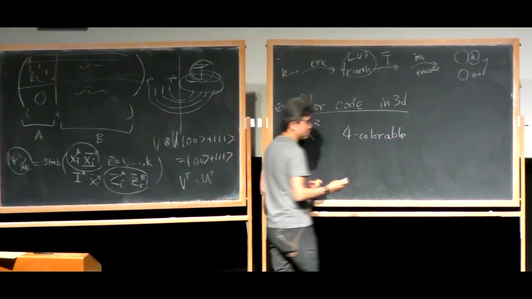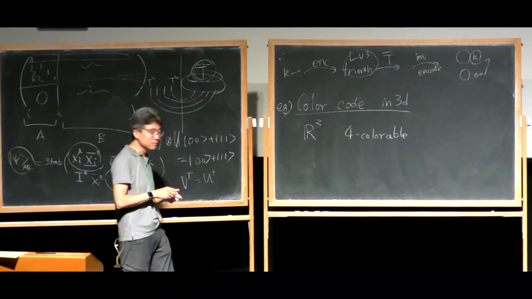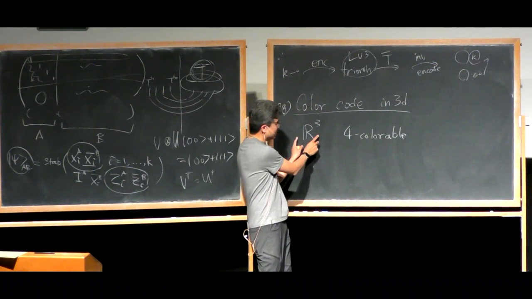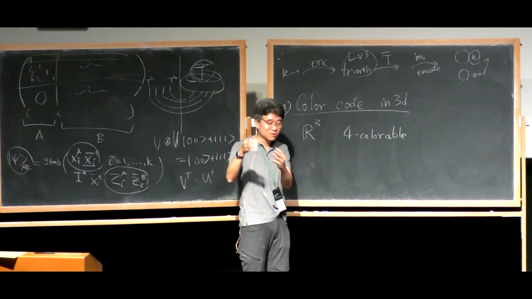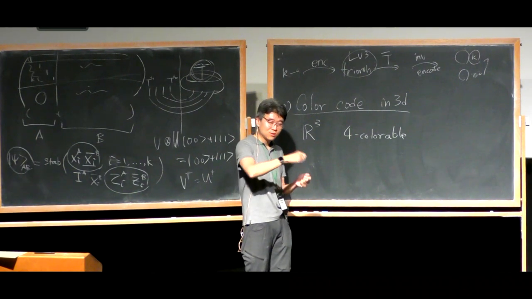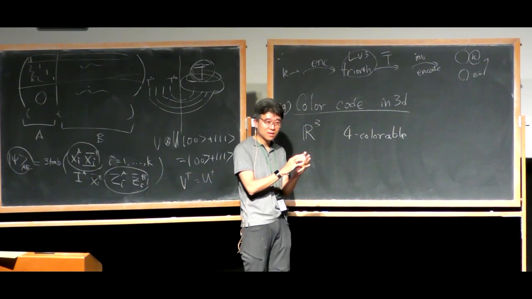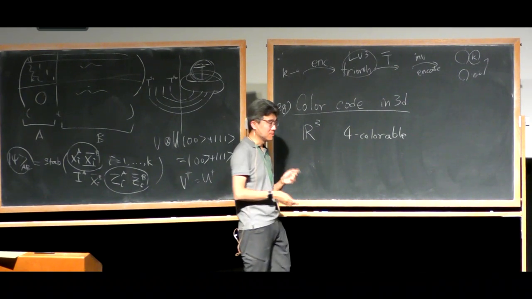So you pick your favorite four-colorable tessellation of R3. Four-colorable tessellation means that you are filling your three-space using volumes that are touching each other, and you color it. You assign a number, one out of four, in such a way that no neighboring volumes have the same color. That's all.